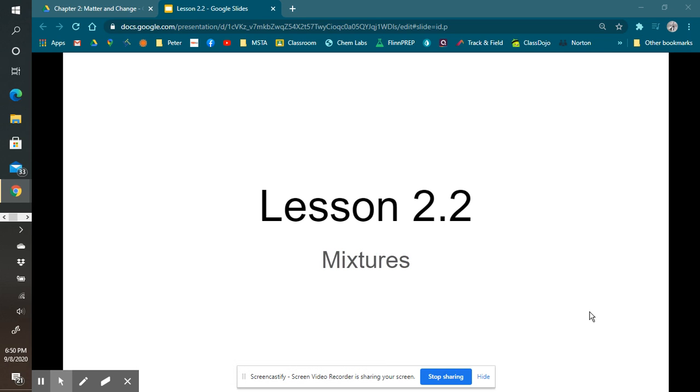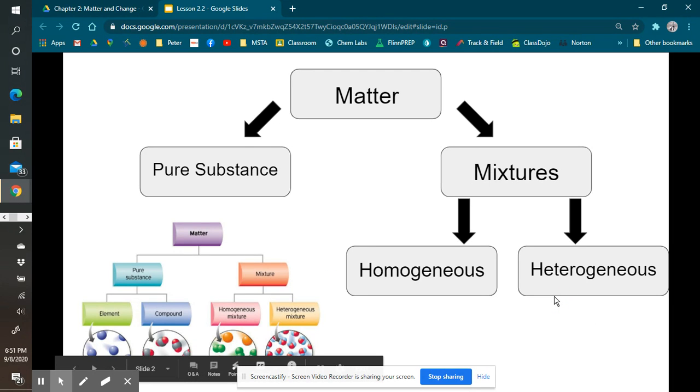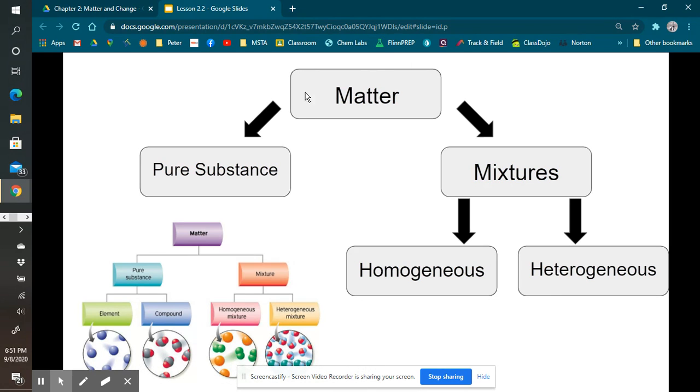Okay, in this lesson, we are going to look at how we classify different types of matter, and specifically, we're going to look at mixtures. So let's start by looking at this graph here. Matter, all substances on Earth can be classified as matter. Anything that has mass and takes up space, it's all matter. But we can break matter down further into different categories.